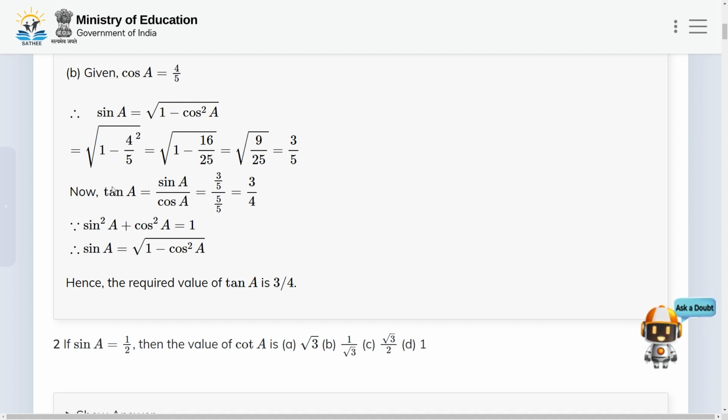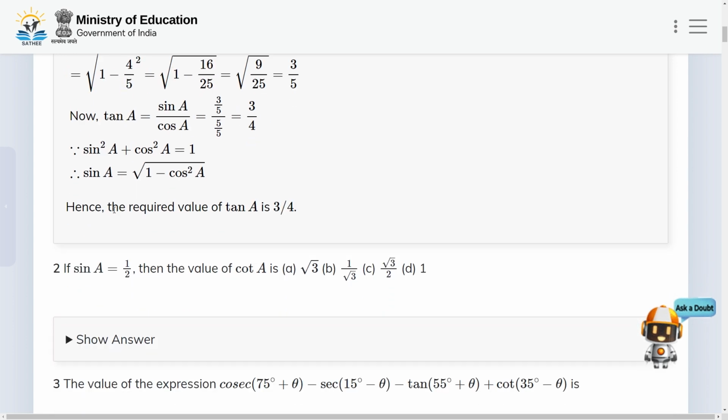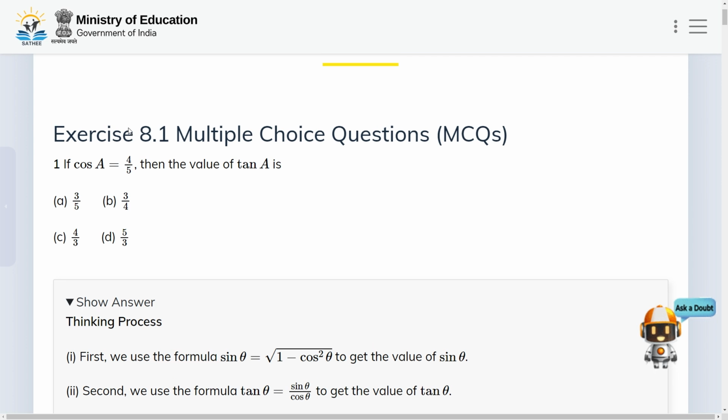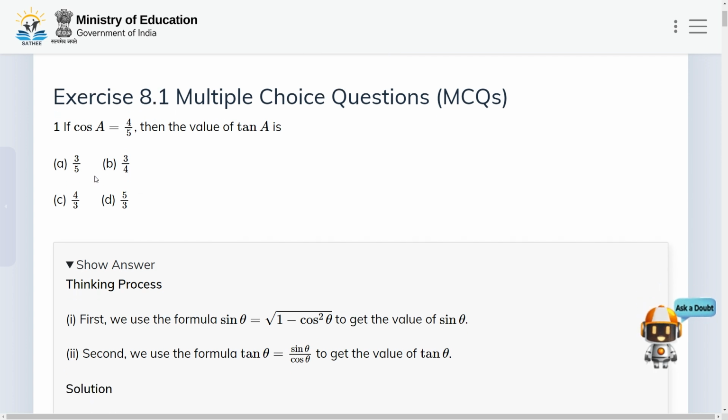So we get the value of tan A equal to 3 by 4, since sin square A plus cos square A is equal to 1, and therefore sin A is equal to square root of 1 minus cos square A. Hence the required value of tan A is 3 by 4. Now let us see the options. In option B we have the value 3 by 4, so the correct answer is option B. Now let us move to the next question.